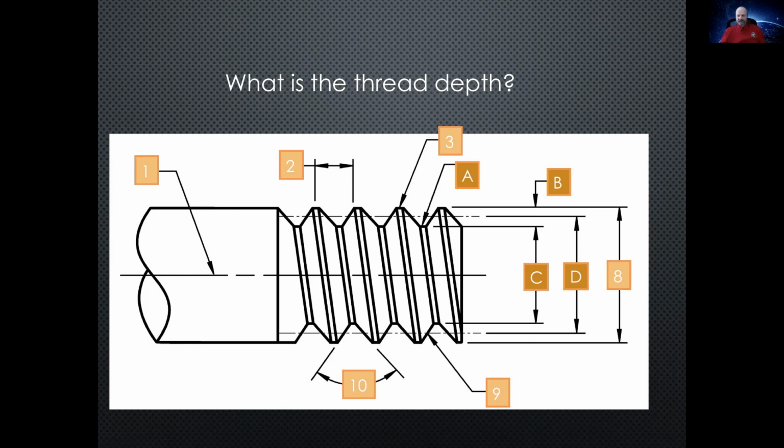Oh, nobody. Okay, someone's got it. B, right? It's the depth. So it's from here to here. Remember how we did dimensioning? You could point at it from the outside or go from the inside. You either have your arrows go like this or like that, depending on how much space you've got. Okay, so that's your depth.